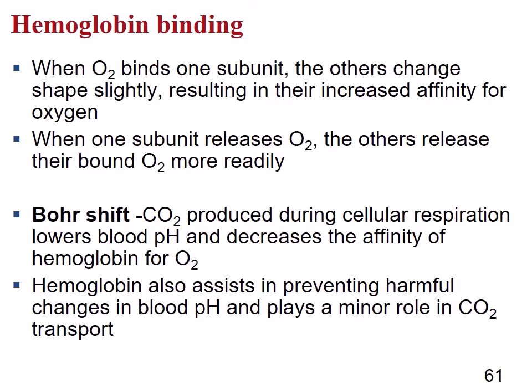When oxygen binds to one subunit of hemoglobin, it changes the shape slightly, and it increases the affinity for oxygen for the rest of the subunits. So when oxygen binds, it's easier for more oxygen to bind. But then when one subunit releases oxygen, the others release their bound oxygen more easily as well.